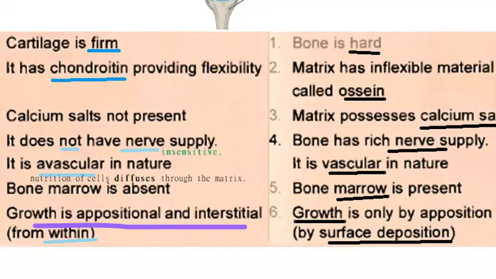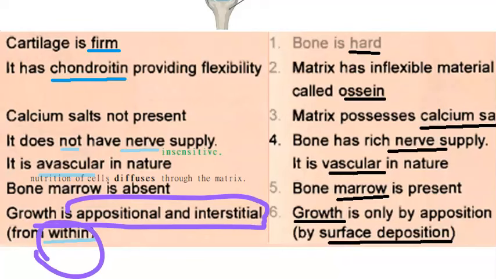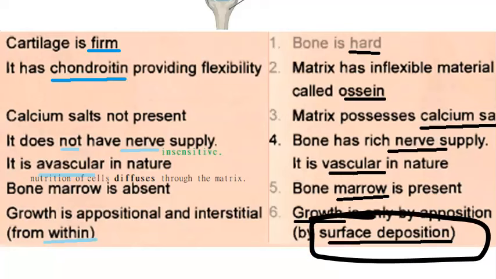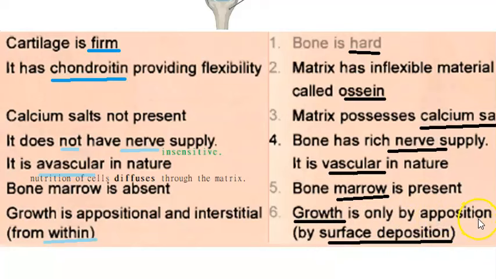Growth is appositional and interstitial. That is from within, it's saying. See, this is textbook, so you have to read the textbook, correct? So what is it? Growth is from within. That much part I can understand. For cartilage, growth is from within. For bone, the growth is from the deposition on surface. The growth is only by apposition, by surface deposition.